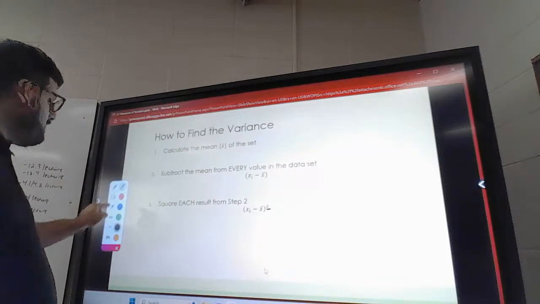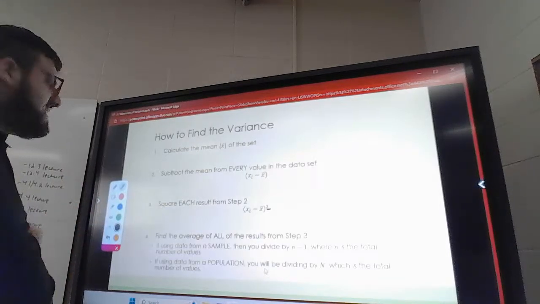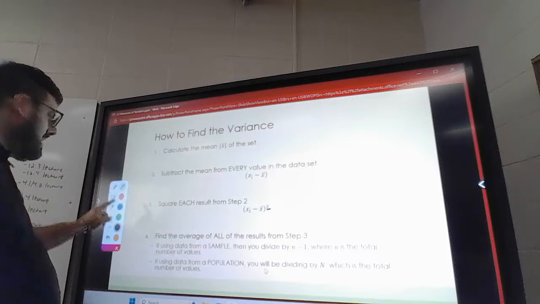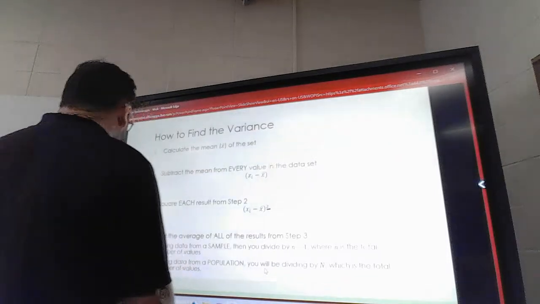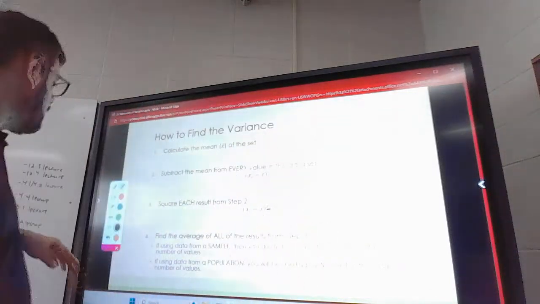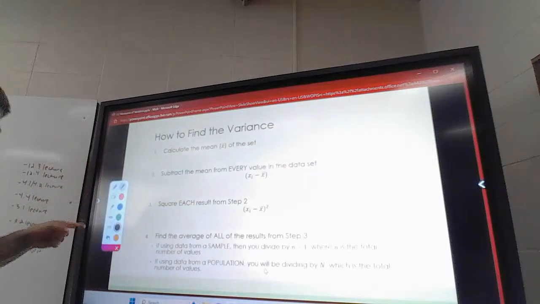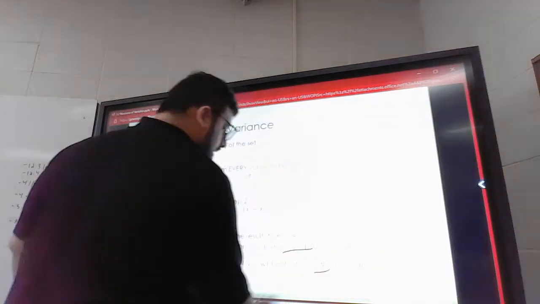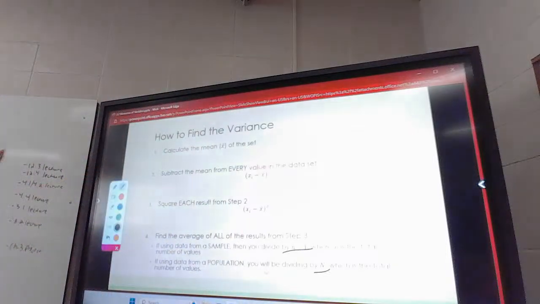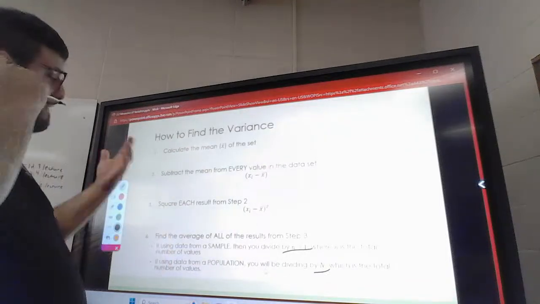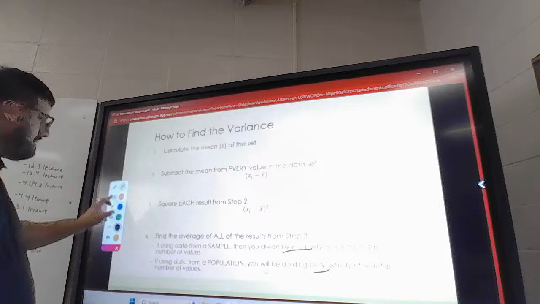Then, once you do that, you find the average of all the results from step 3. And that's where the rest of the formula comes into play. Remember, when we take average, we add them up, divide by the number of items. But remember, the difference between sample and population is that you divide by n minus 1 instead of n. So if I'm looking for sample, if I have 10 items, then if I'm looking for variance, I'm going to divide by 9. But if I'm doing a population, then I'm going to divide by 10.